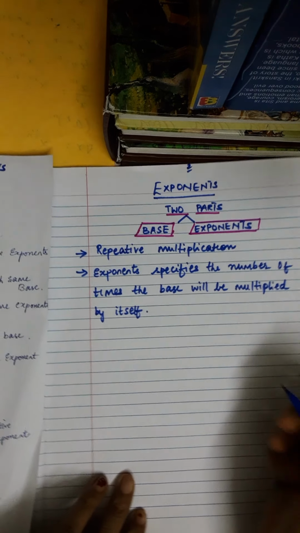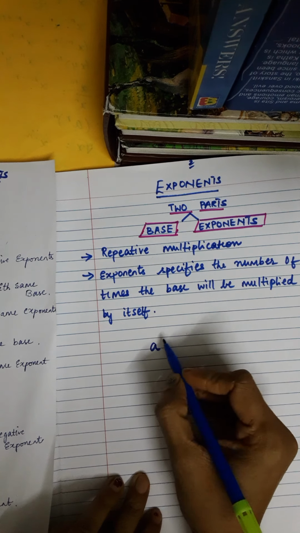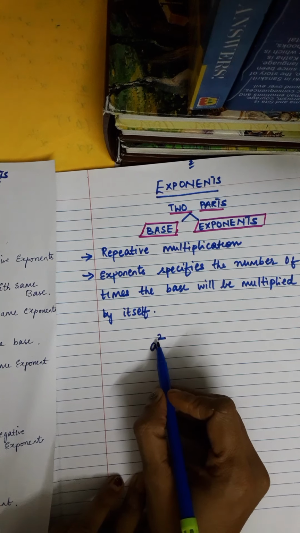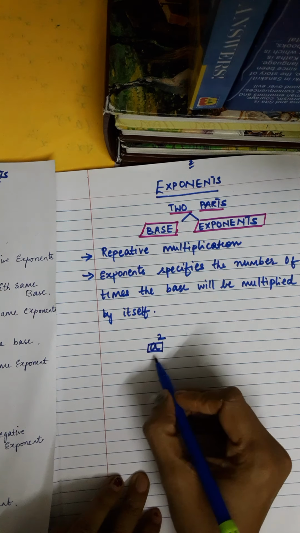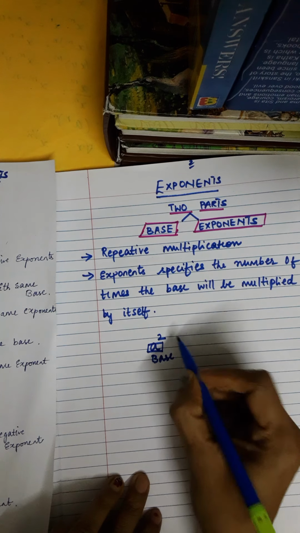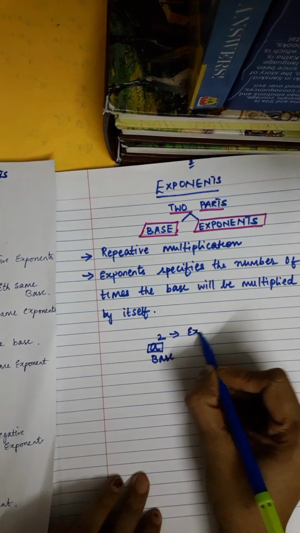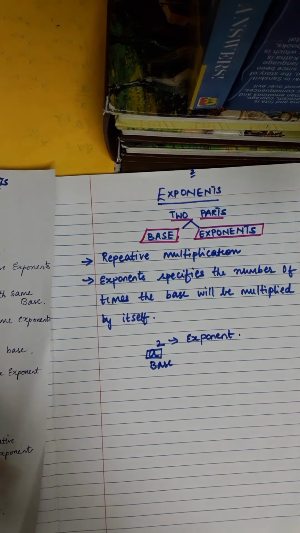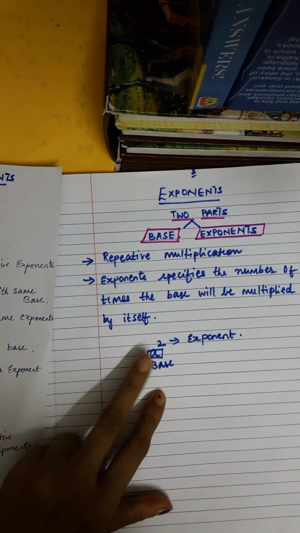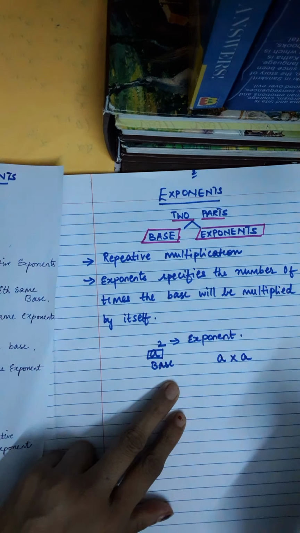For example, a to the power 2. This is to be read as a raised to the power 2, and this a is called the base. This power 2, a is raised to the power 2, is called the exponent or the power. So what does it imply? It implies that this base is going to be multiplied twice, that is a into a.